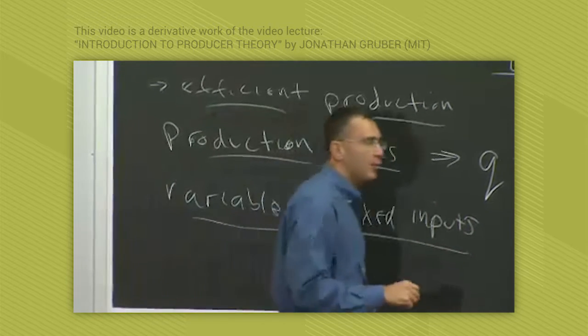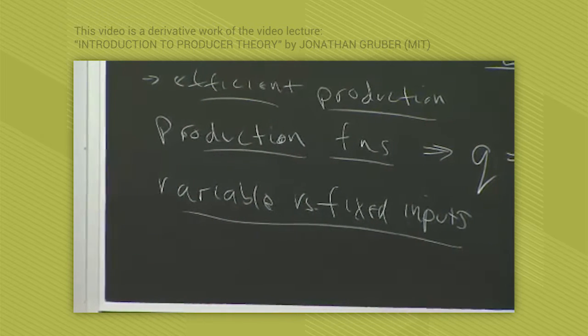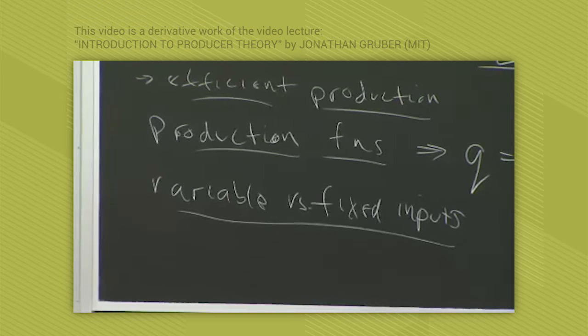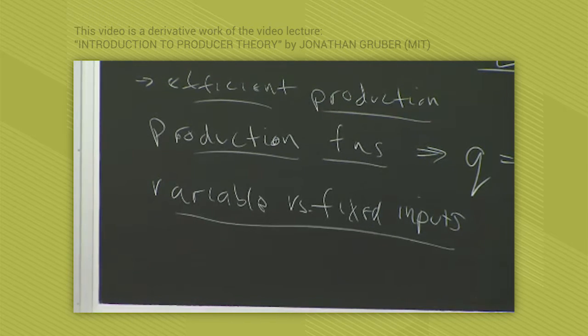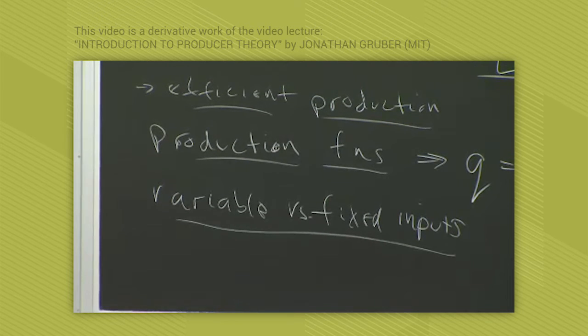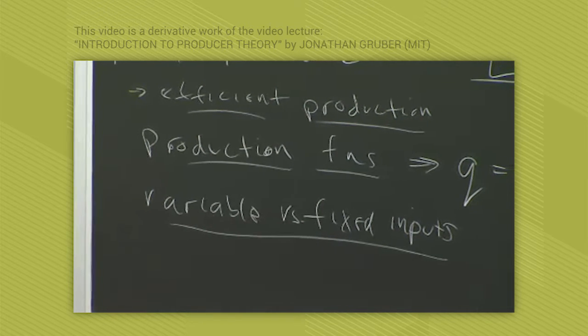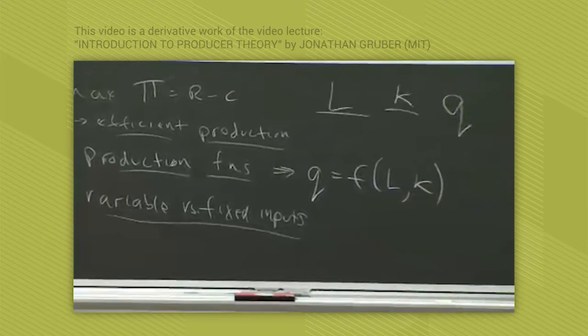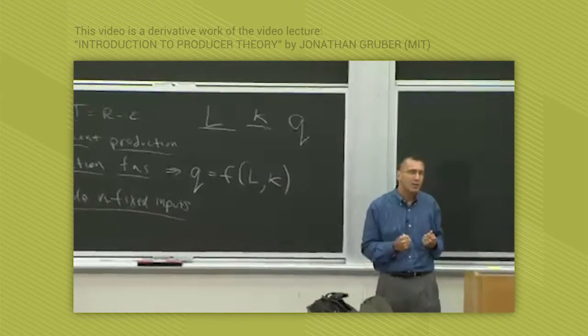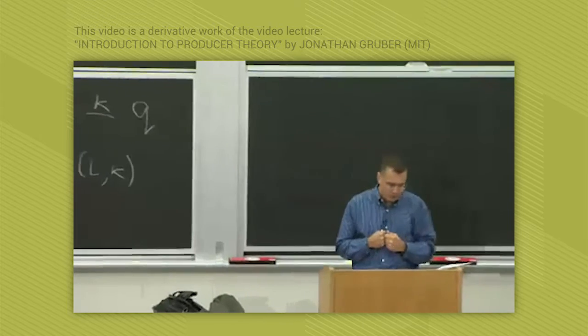Variable versus fixed inputs is an important distinction we're going to draw. Variable inputs are inputs that are easily changed, like how many hours somebody works. In principle, you could just have someone work 5 hours one day, 1 hour the next day, 10 hours the day after that. It's easy to change hours of work. So that's a variable input.